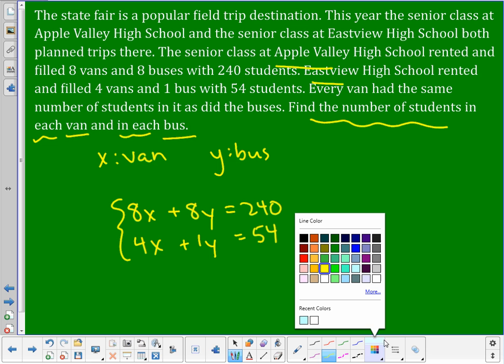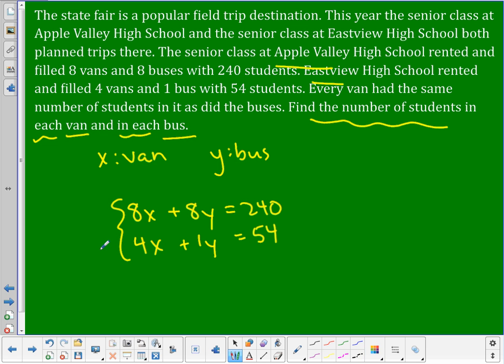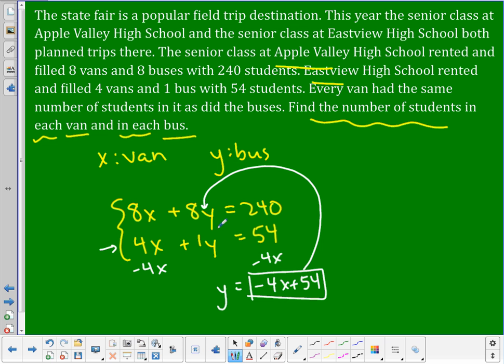I don't have a variable alone right now, but I can easily get a variable alone in the bottom equation just by subtracting that 4x. So that leaves me with y is equal to negative 4x plus 54. Okay, that I'm going to use to solve. I'll take that phrase that's equal to y and I'll put it in place of y in the other equation. So that's going to give me 8x plus 8 times negative 4x plus 54 is equal to 240.